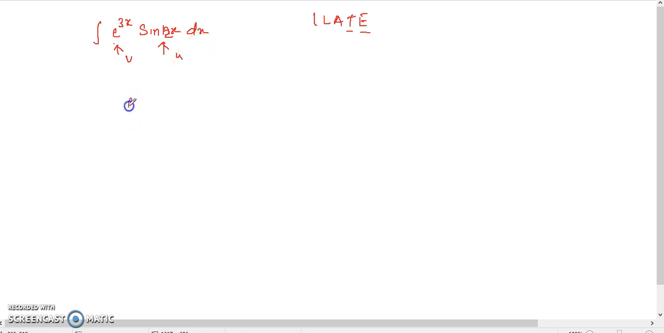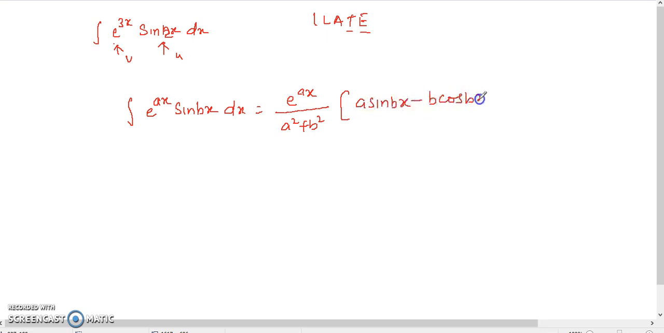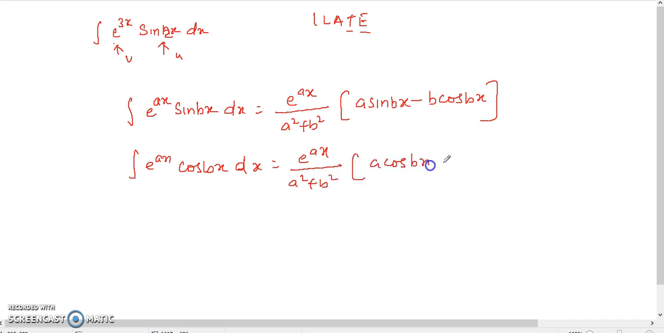We directly derive the formula. I will tell you to remember: the integral of e to the power ax sine of bx dx is e to the power of ax by a square plus b square, into a sine of bx minus b cos of bx. This one you can remember directly as a formula. Similarly, for e to the power of ax cos of bx, you can remember the formula directly: e to the power ax by a square plus b square, into a cos of bx plus b sine of bx.